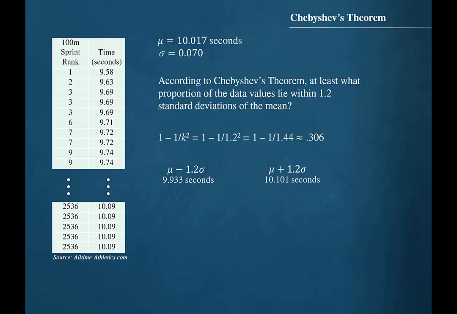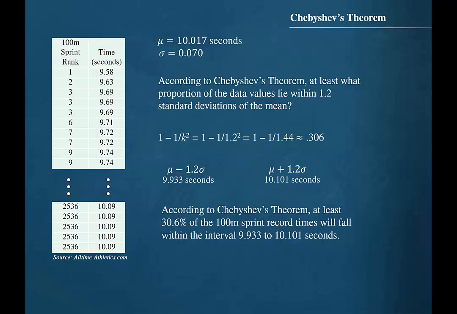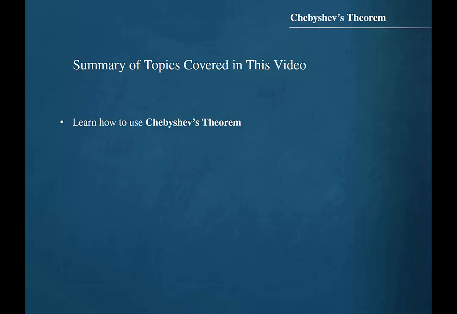Calculating the interval endpoints using 1.2 for k, we find the interval to span from 9.933 to 10.101 seconds. So, according to Chebyshev's theorem, at least 30.6% of the 100-meter sprint record times will fall within the interval 9.933 to 10.101 seconds. In this video, we learned how to use Chebyshev's theorem.